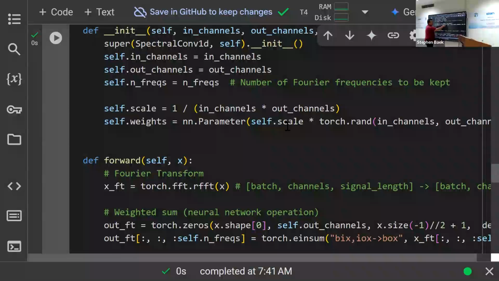Number of channels on the input, number of channels on the output. You multiply them, and that's roughly the scaling of the weight values. So we're compensating for that by dividing by the input channels times the output channels, so that the initial distribution of weights has an adequate size and doesn't exaggerate the input variance and the output variance.